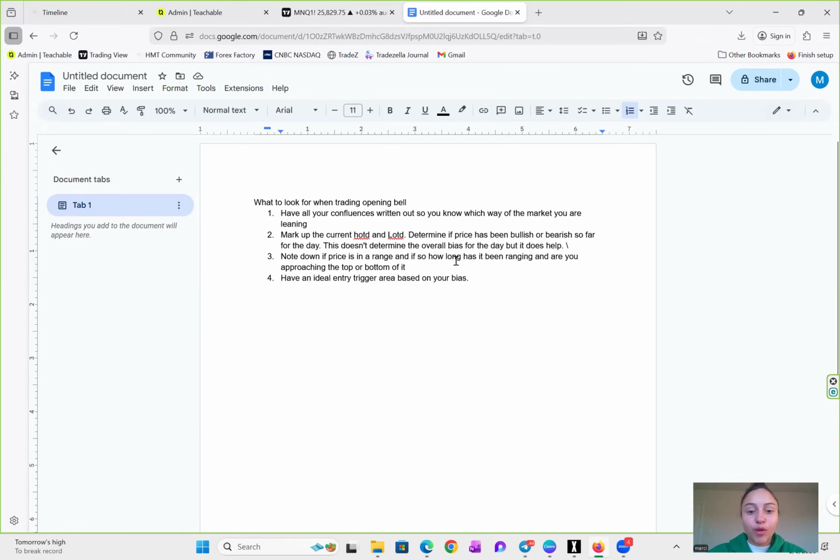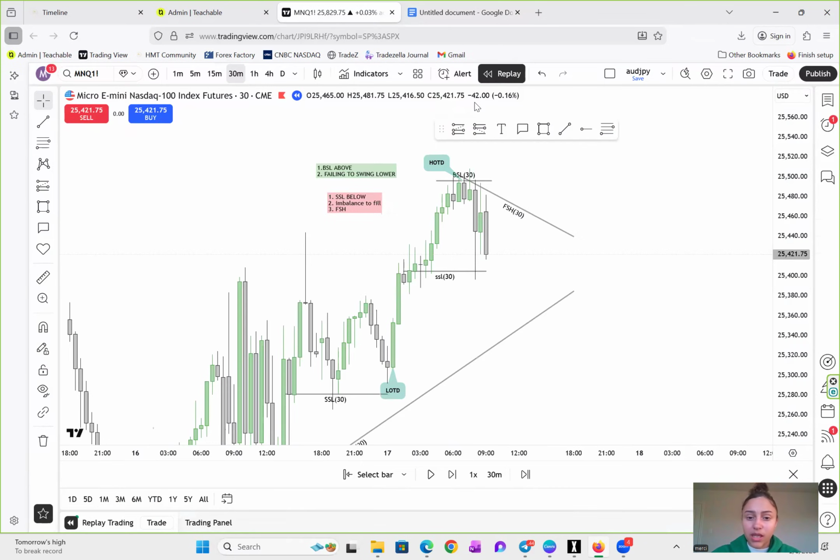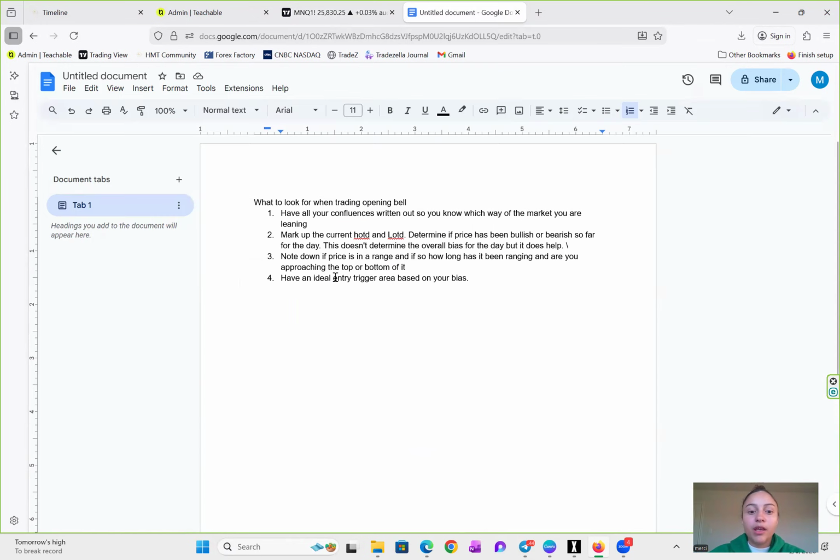You want to note if price is in a range, and if so, how long has it been in a range, and are you approaching the top or bottom of it? In this case, we're not in a range, so for this example, this wouldn't apply. And then you want to have an ideal entry trigger based on your bias.